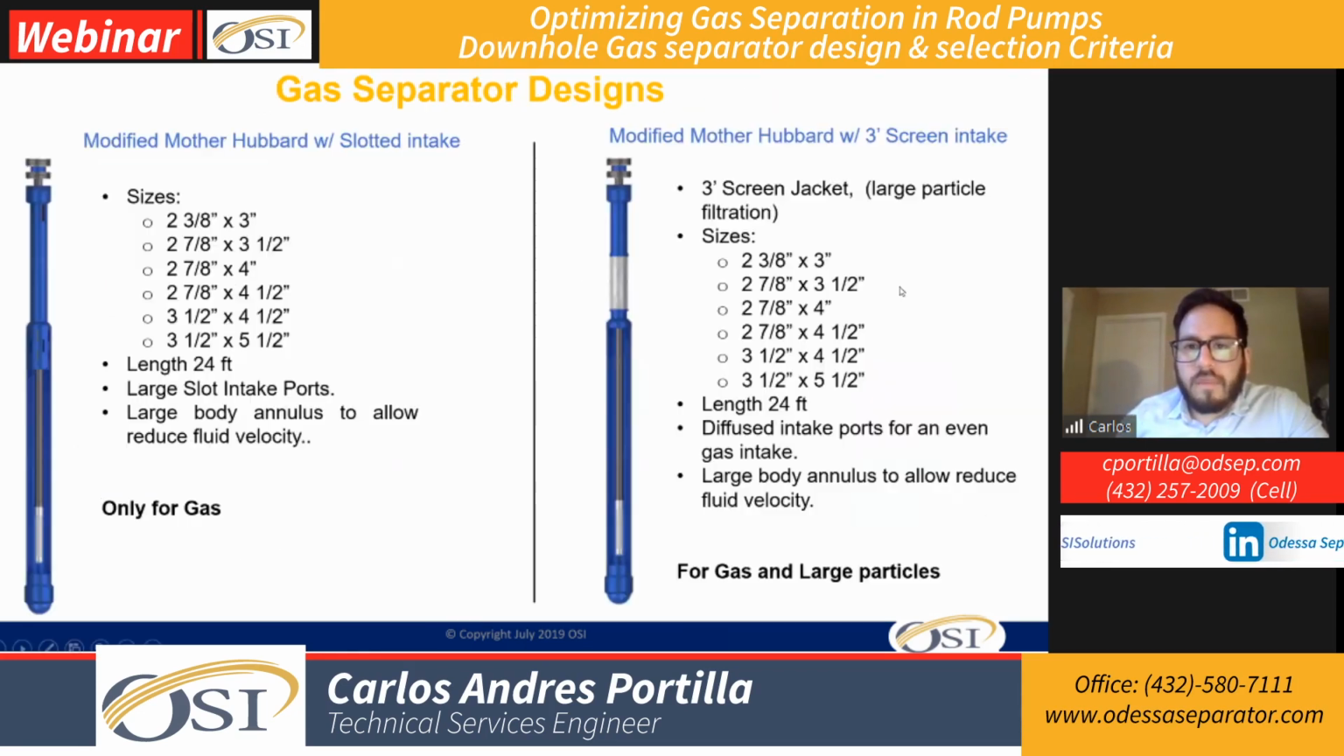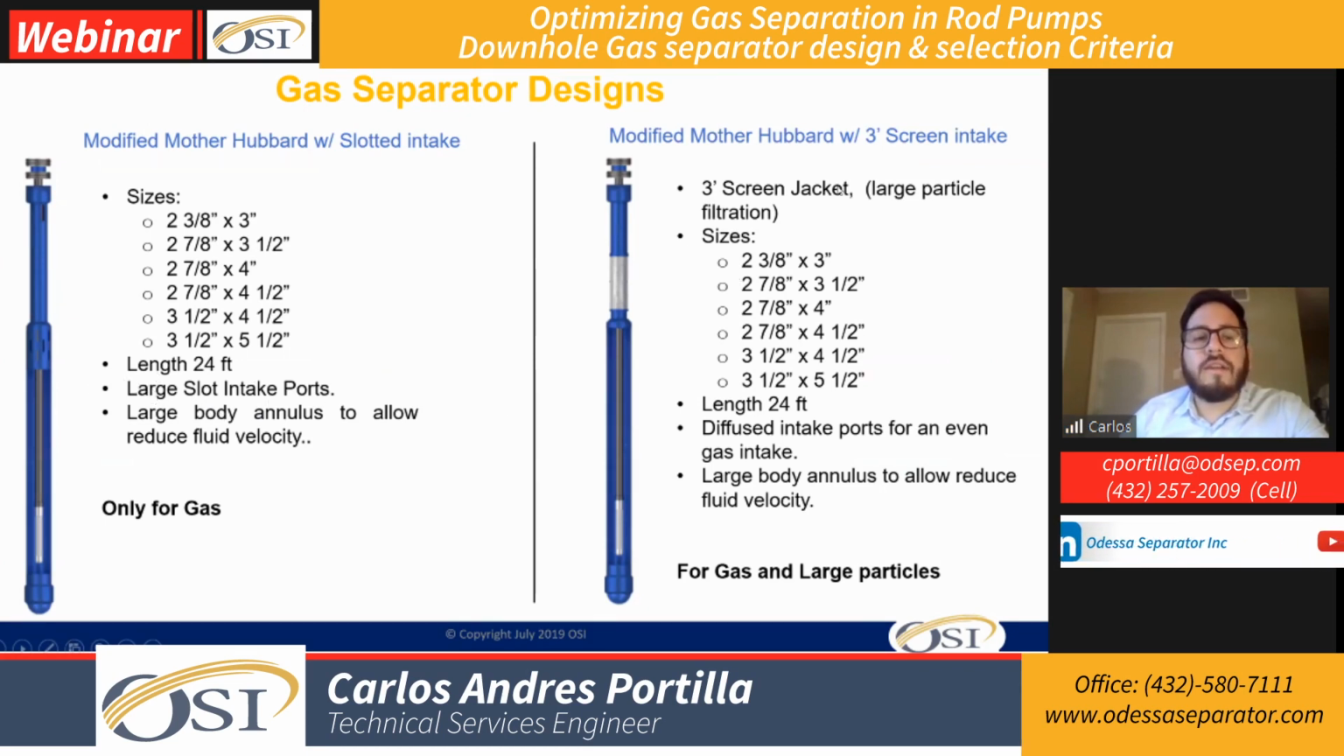All right. So we have here two of our outside gas separators. On the left-hand side, we have our modified motor hover with a slotted intake. We have many sizes based on the limitations that we have on the casing, and other problems that we may have to consider when we are going for a bigger OD section. As you see here, the neck and the body have different ODs, because what we're looking for is a reduction in velocity in this section. We're going to explain that principle later on with the video, which will be easier.